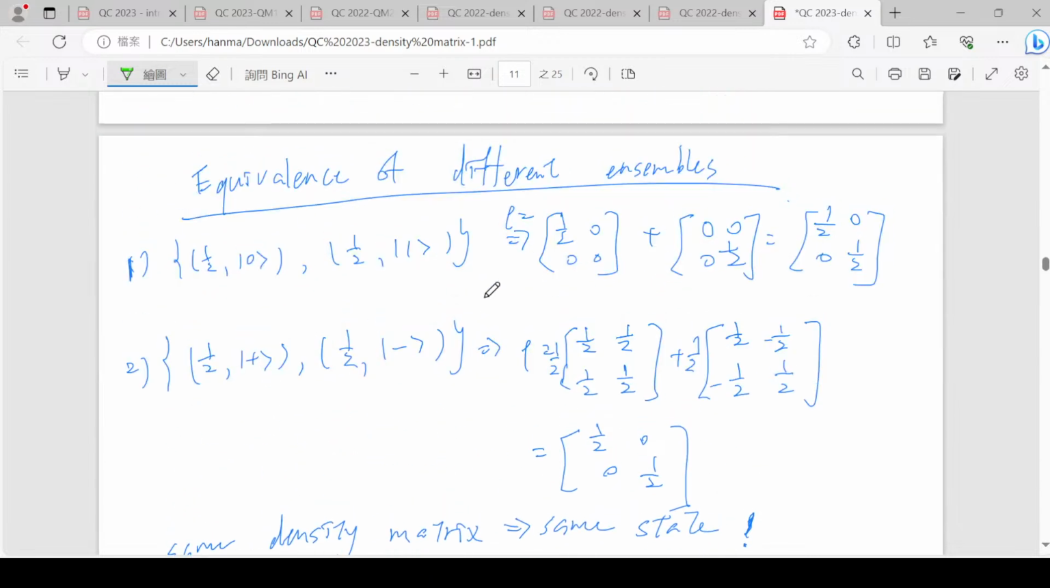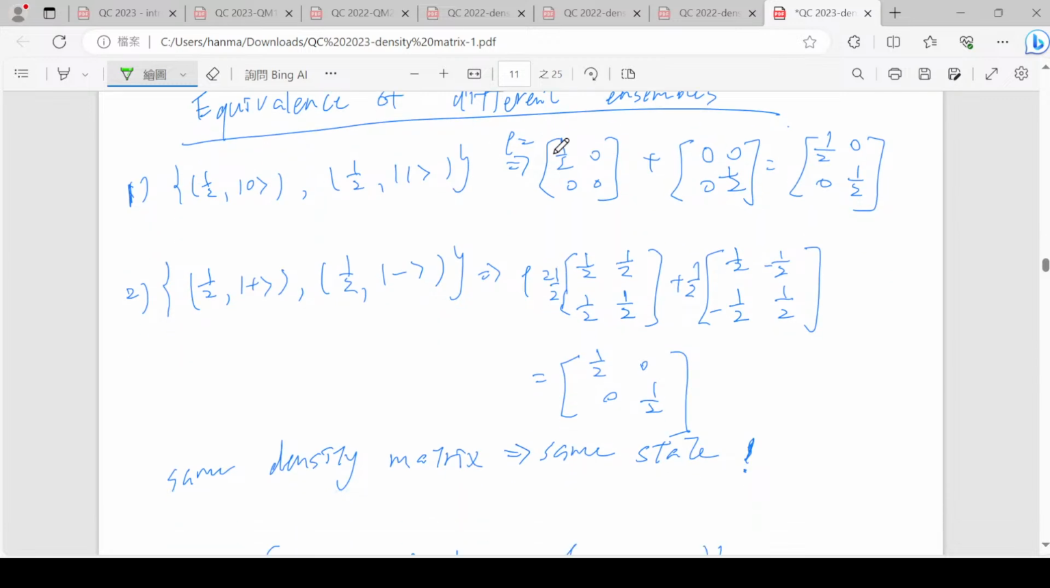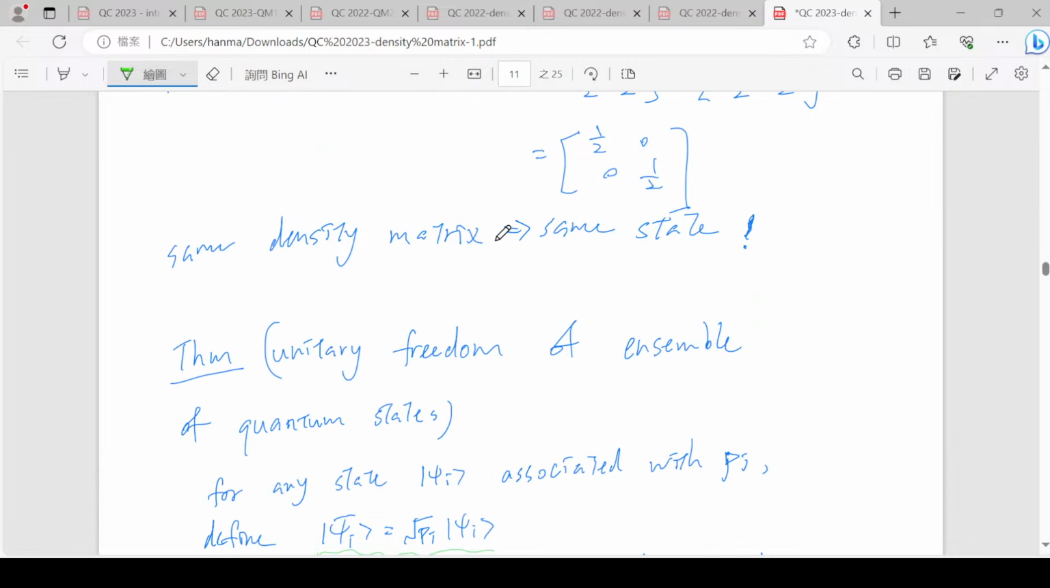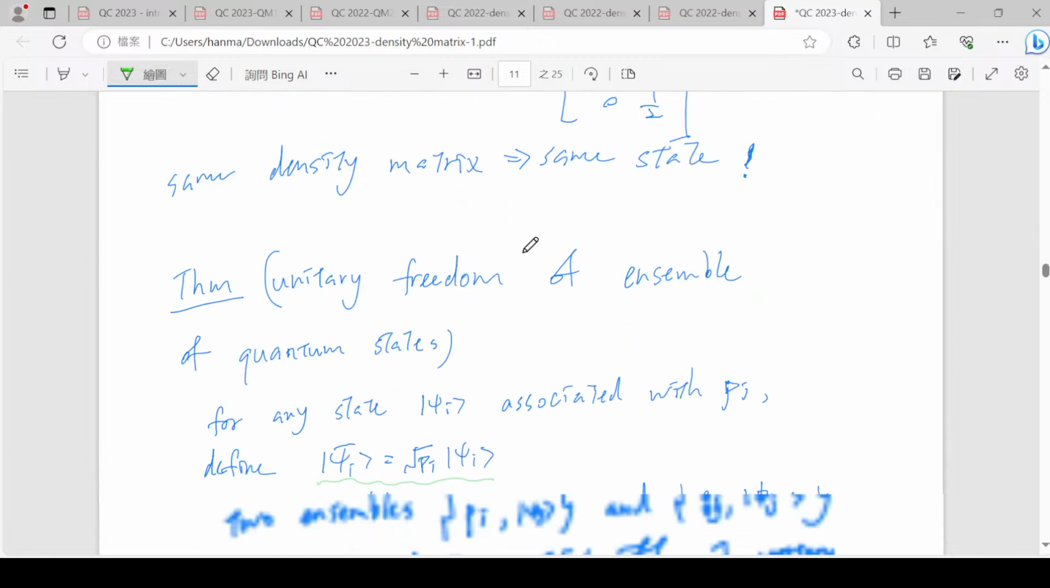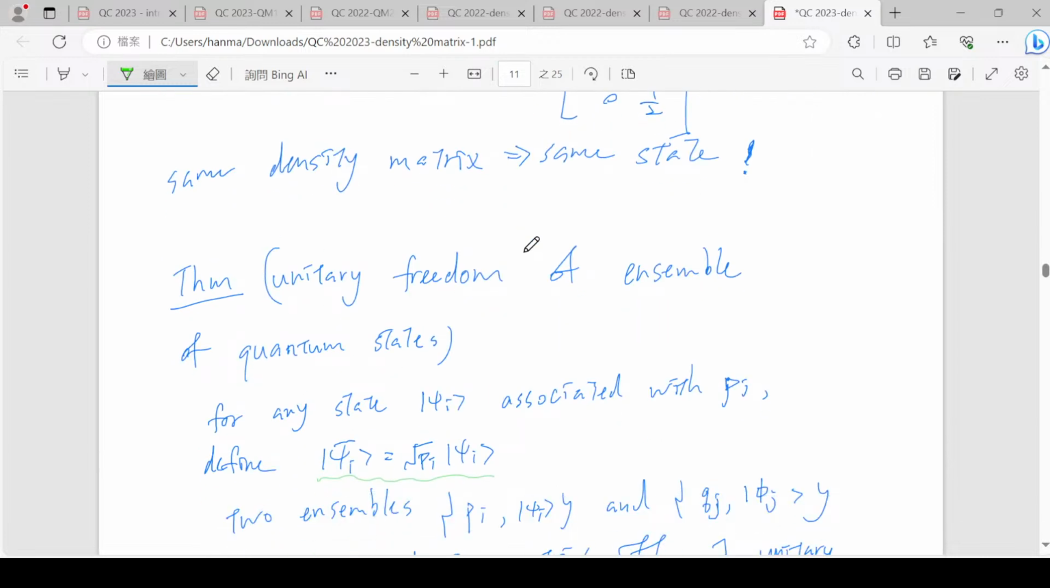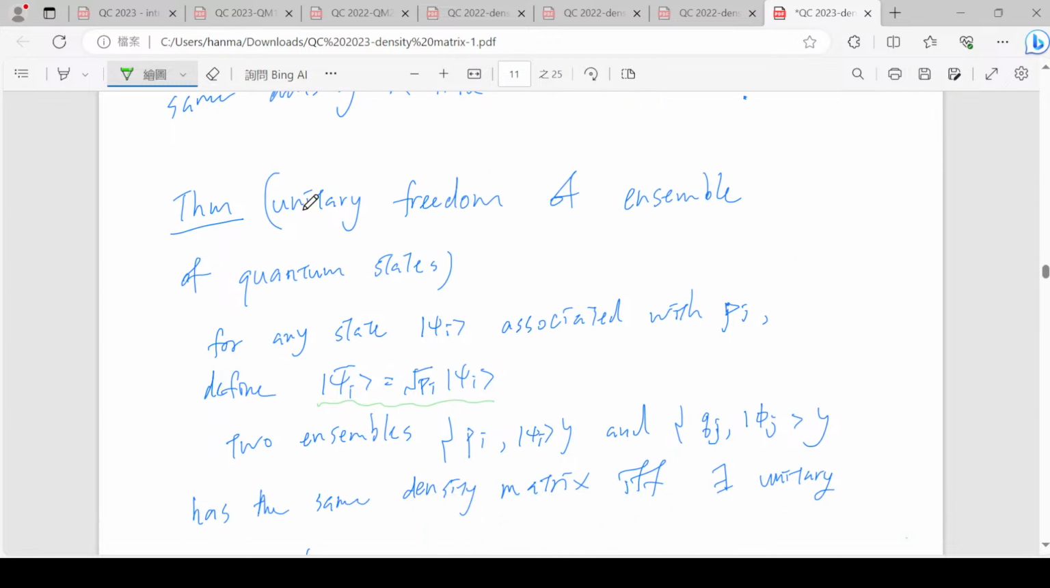That's a bit of a digression, but for now, let's learn about how to characterize this relationship. So we now have an example of a different ensemble that gives the same density matrix, and we want to learn what the set of all ensembles is that give you the same density matrix. And so we have the theorem here. This is the unitary freedom of ensembles of a quantum state.